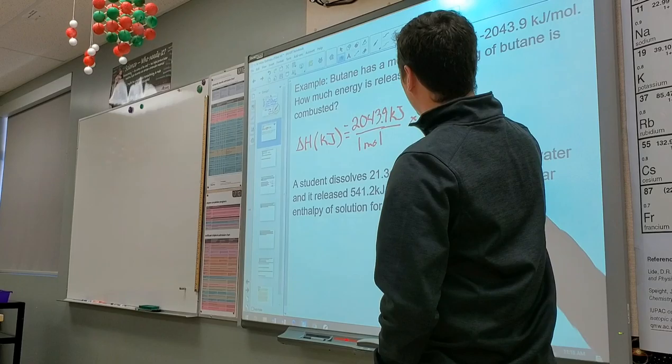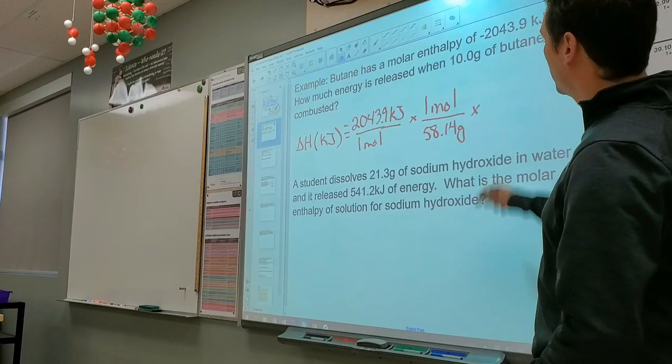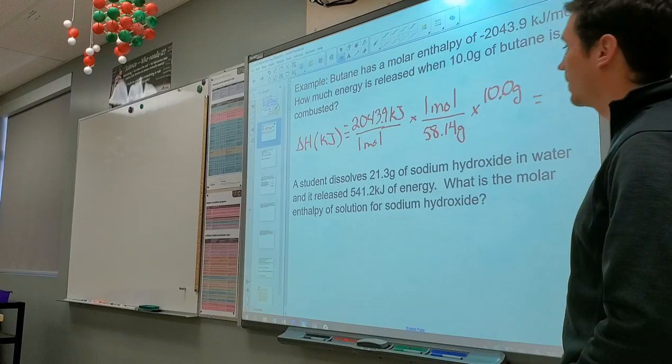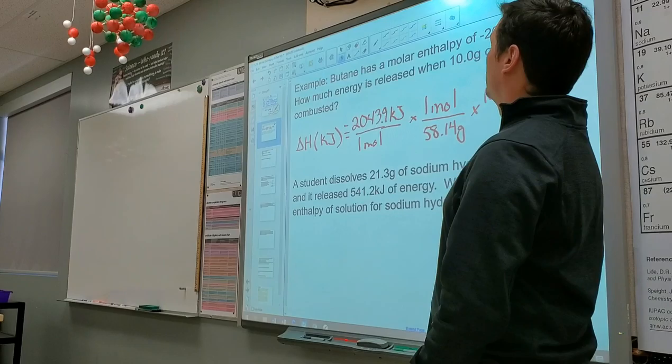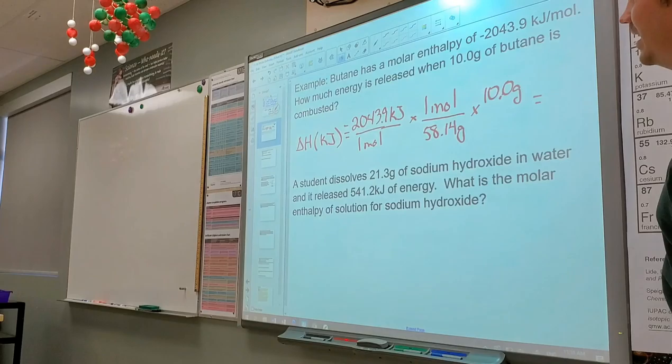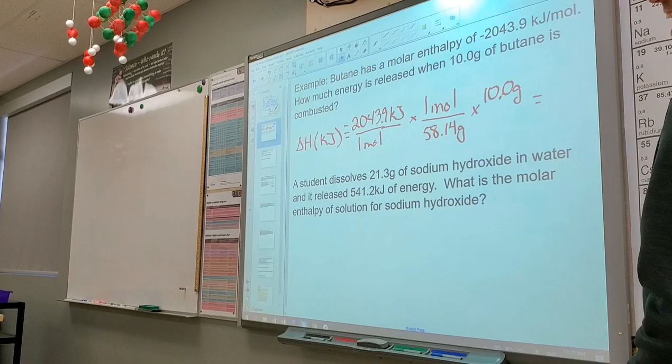Okay, so how am I going to write the molar mass of butane? Should I go 58.14 grams per mole? No. No. 1 mole weighs 58.14 grams. And what's the only other unit I got to cancel out? Grams, 10.0 grams. So moles and moles, grams and grams, we should be able to calculate that.